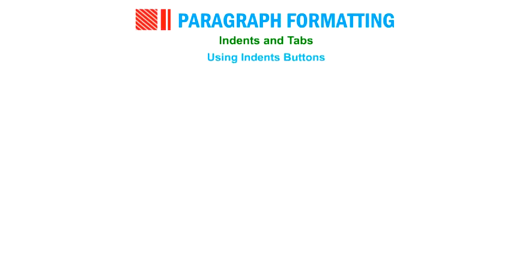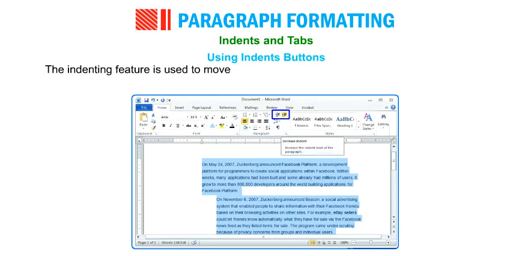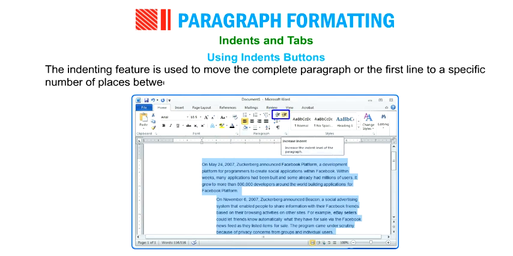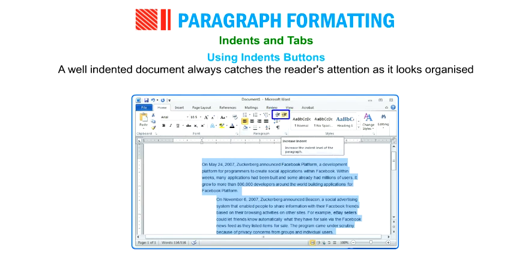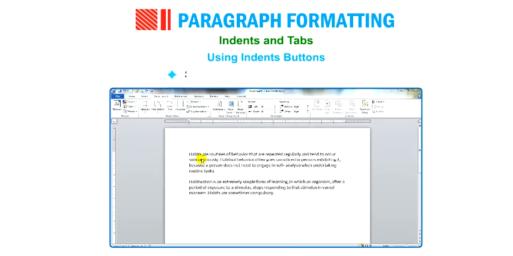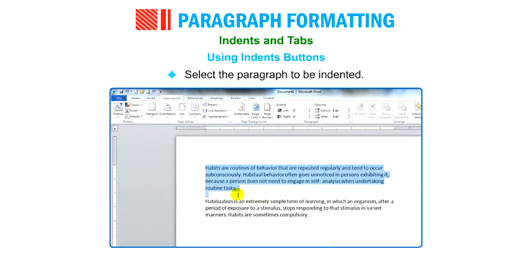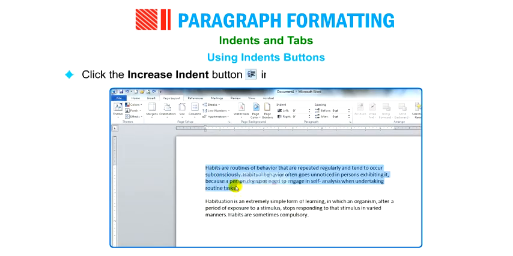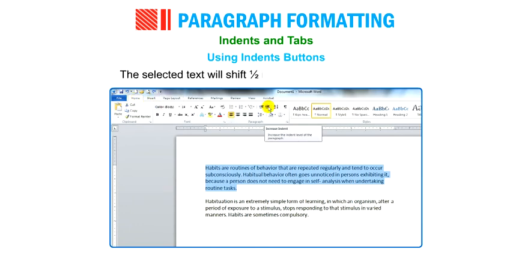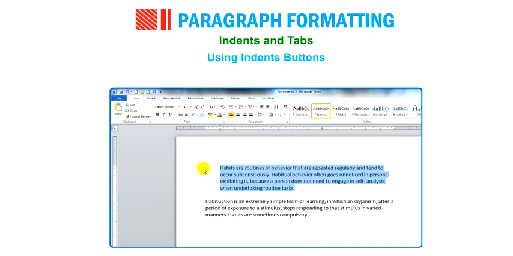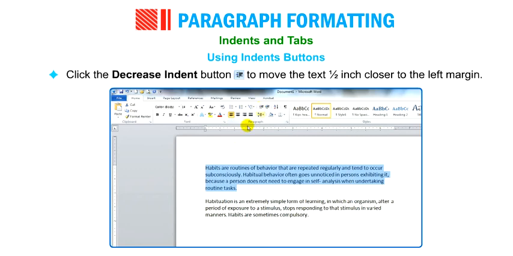Using indent buttons. The indenting feature is used to move the complete paragraph or the first line to a specific number of places between the left or right margins. A well-indented document always catches the reader's attention as it looks organized and structured. Select the paragraph to be indented. Click the Increase Indent button in the paragraph group on the Home tab. The selected text will shift ½ inch away from the left margin. Click the Decrease Indent button to move the text ½ inch closer to the left margin.